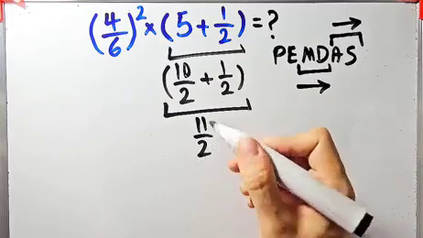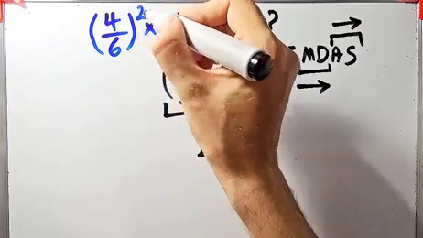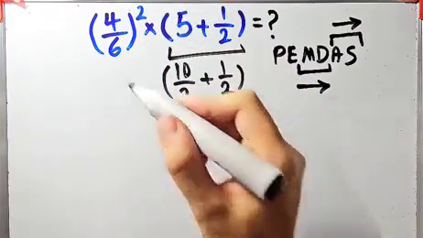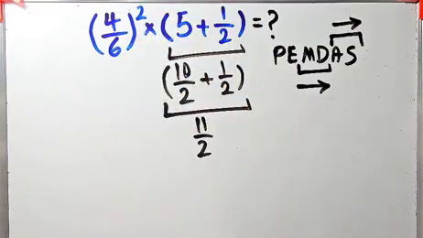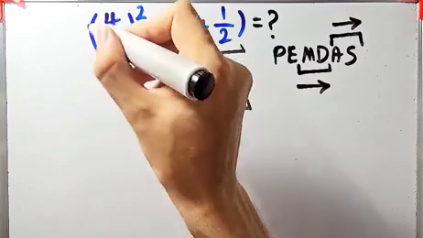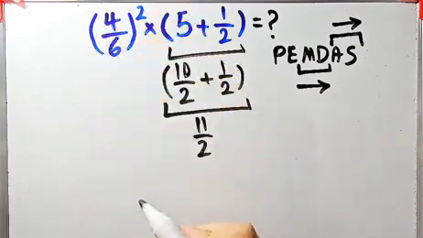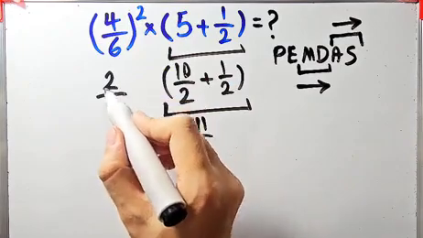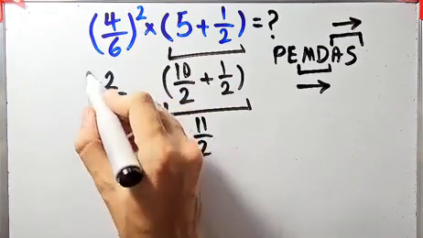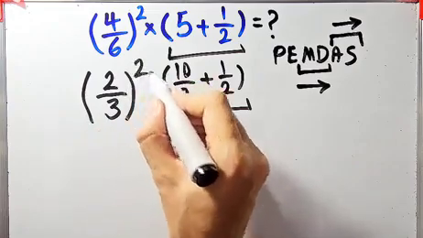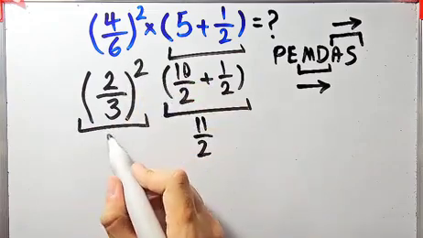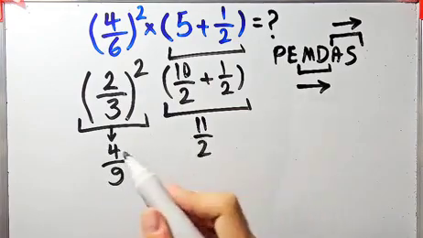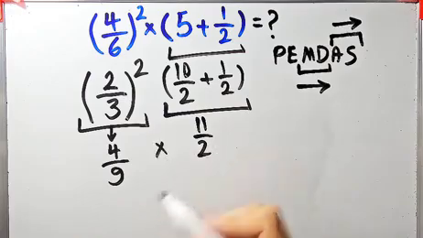Now the question is 4 over 6 to the power of 2 times 11 over 2. In this step, we simplify this exponent. Okay guys, we can divide 4 and 6 by 2. 4 divided by 2 equals 2 and 6 divided by 2 equals 3. Now we have 2 over 3 to the power of 2. 2 over 3 to the power of 2 equals 4 over 9. Now we have 4 over 9 times 11 over 2.